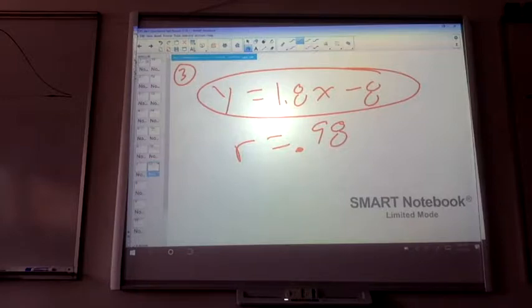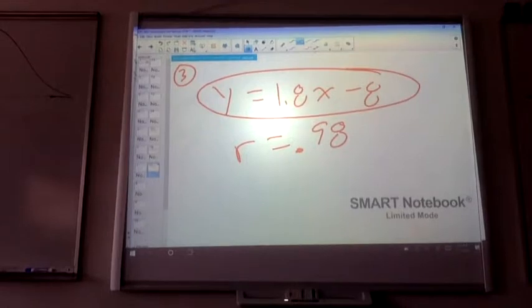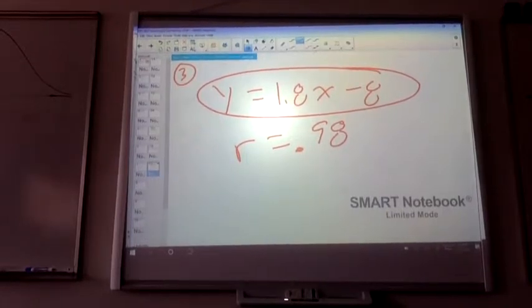The R value of 0.98 should be positive, because what else is positive in this equation? The 1.8, which is the slope, right? If the slope were negative, the R value would be negative 0.98. This is like getting a 98% on a test. I think most of you would be happy getting a 98% on a test, right? So you should say, hey, this has got a pretty good correlation coefficient, or R value, okay?